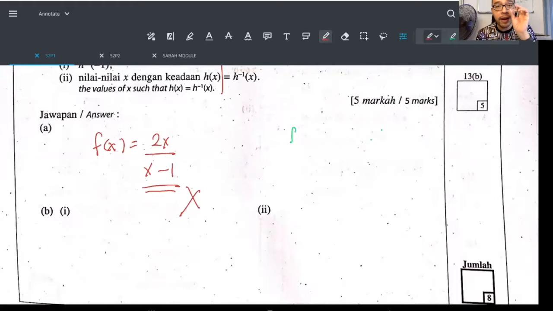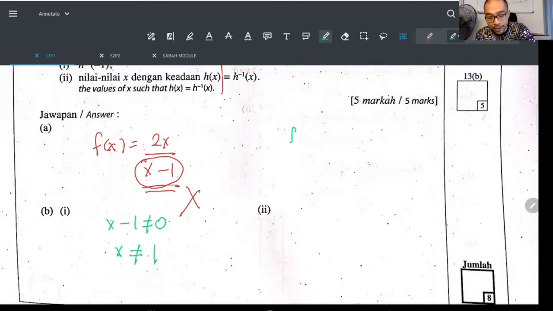I'm especially emphasizing this because in your syllabus, it is something that you must emphasize. You need to know this. Whenever you have a function that is a fraction that has an x at the bottom, you need to define the x that is undefined. So you need to do an extra step. Because there is an x at the bottom, I have to do this one extra step. So x cannot be equal to 1. Then you write that answer over there. X cannot be the same as 1, and only then will you get the mark for the answer.